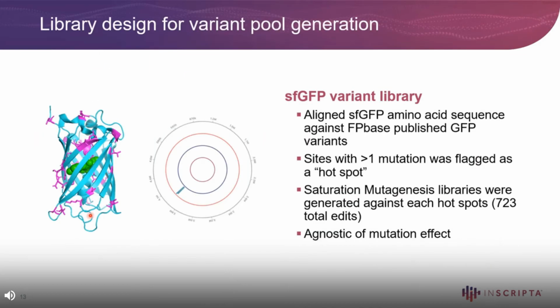So in this particular case, what was done was utilize a database of fluorescence variants of GFP. So basically the superfolder GFP sequence was aligned against the published database, and hotspots were identified within the coding sequence. And basically a hotspot was defined as any place that had greater than one mutation at a particular location. So once those hotspots were identified, a saturation mutagenesis library was built targeting those hotspots, and in total there were 723 edits within that library. And basically those edits were agnostic to the mutation effect from the database.